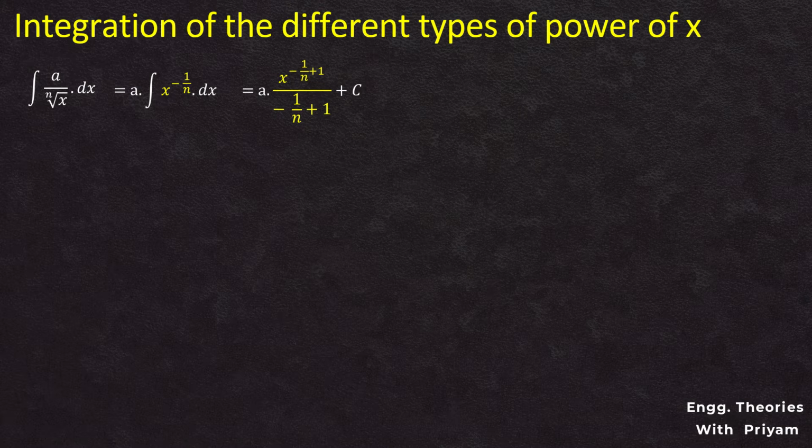Then the integration will look like a into x to the power minus 1 by n plus 1 divided by minus 1 by n plus 1 plus the integration constant c. This can be simplified as a into n divided by n minus 1 into x to the power n minus 1 divided by n, which can be further simplified as n divided by n minus 1 into x to the power n minus 1 divided by n plus the integration constant c.